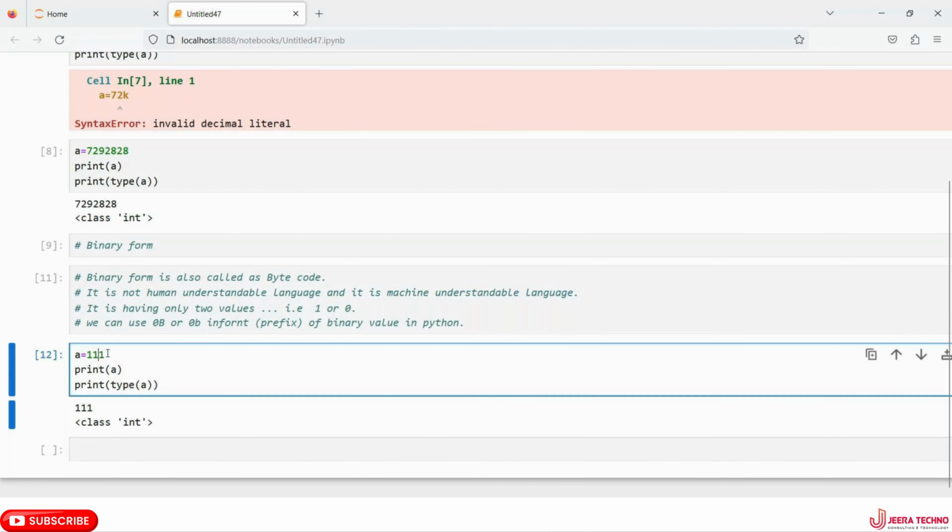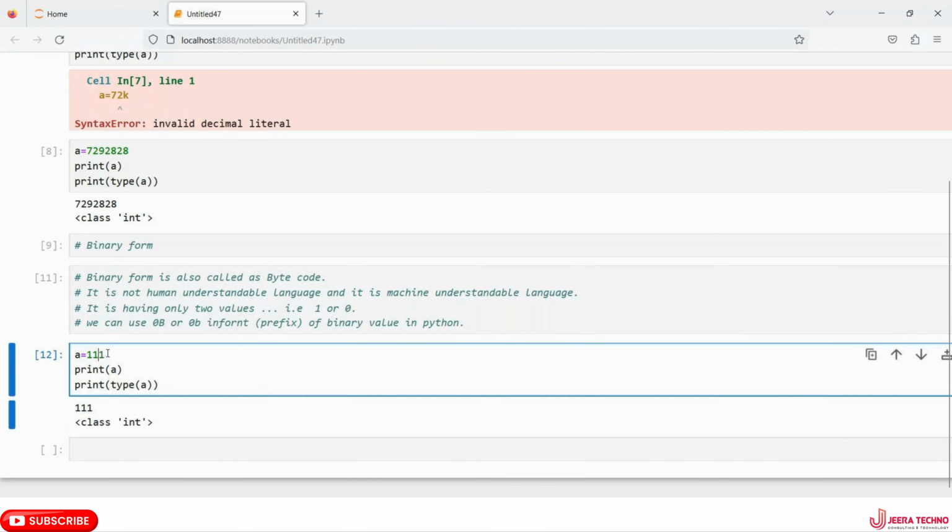And we should remember that the base value for binary form is 2. What is the base value for binary form? That is 2. So let me show how it is converting triple one into the value 7. Some calculation is required here. If you understand one or two examples, it is easy.